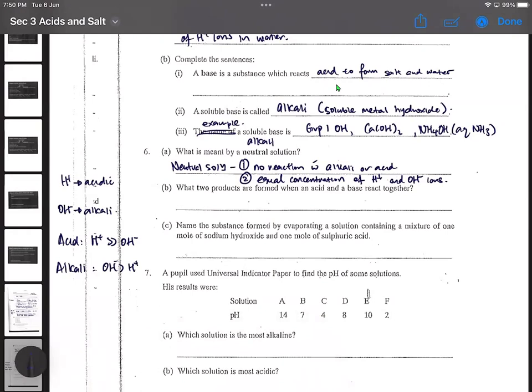So that makes the respective solution either acidic or alkaline. So when you have equal concentration of H plus and OH minus, you are neither acidic nor alkaline. So that makes this a neutral solution. Okay, for part B, it's the same thing, salt plus water again.